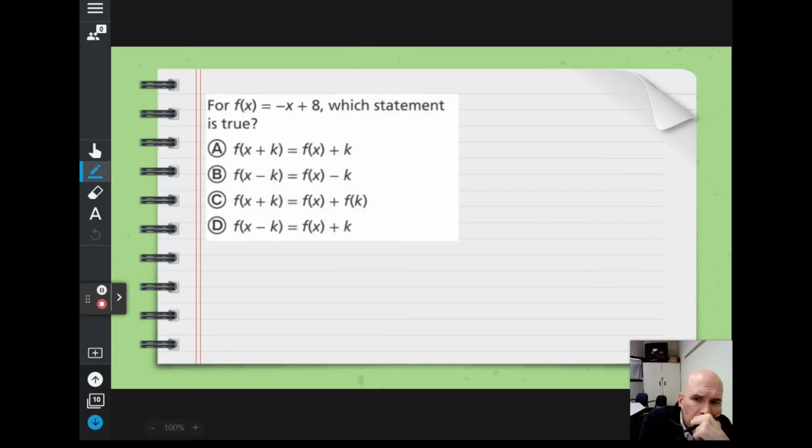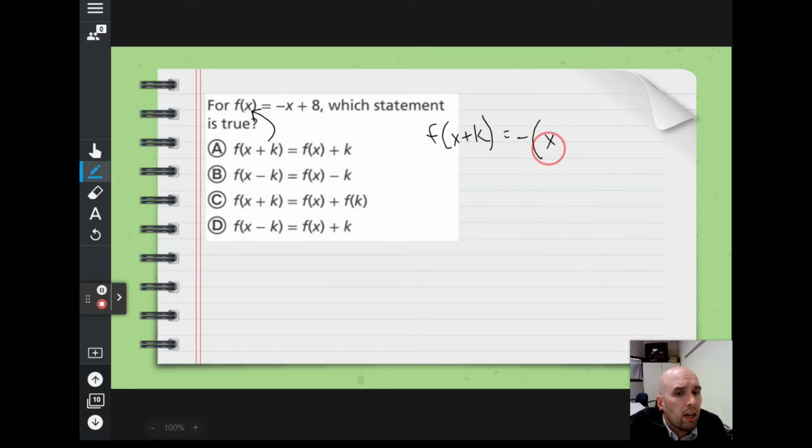Next one. For f of x equals negative x plus 8, which statement is true? F of x plus k means if I were to rewrite f of x, I replace every x with x plus k. So negative x is now negative parentheses x plus k, and then plus 8.